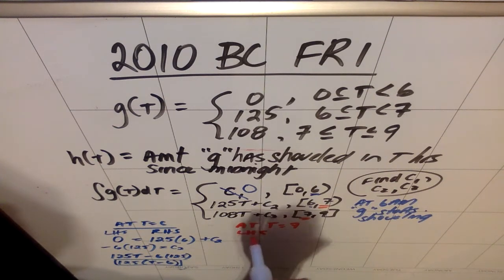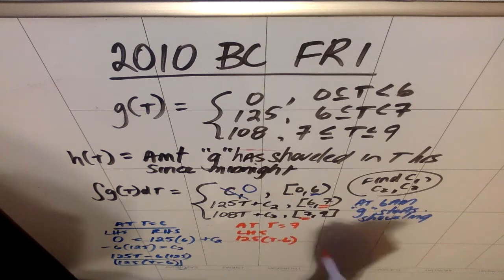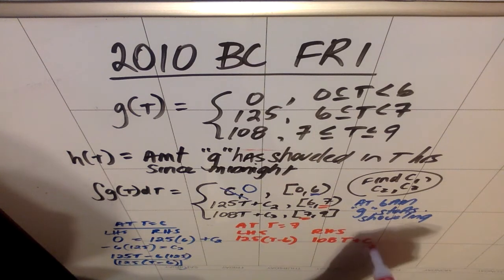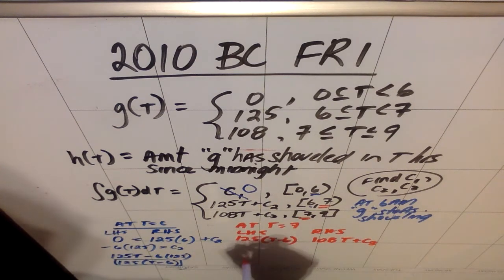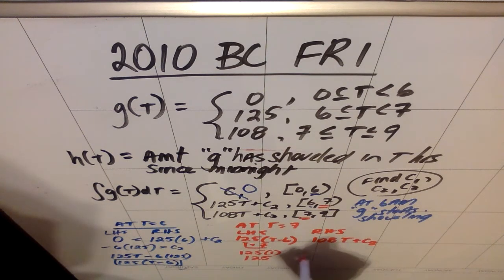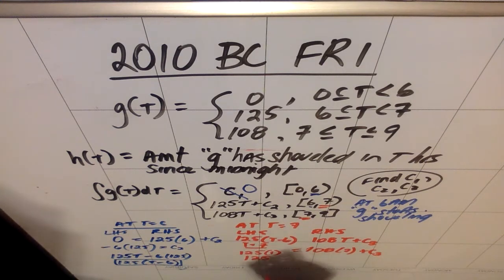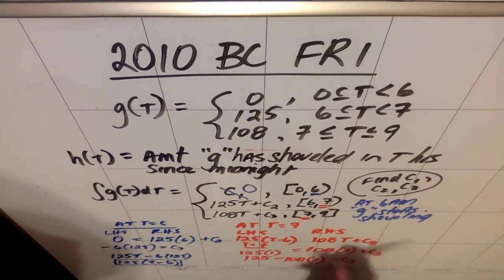the left-hand side would be this function that I now know to be 125 times (t minus 6), right? It has to equal whatever the right-hand side is, which is 108 times t plus this c sub 3. So when I plug in t equals 7, I get 125 times 1, which is 125. On the other side, if I plug in t is 7, I get 108 times 7 plus c sub 3. So I think I end up getting 125 minus whatever 108 times 7 is, plus c sub 3. So, equals c sub 3, I apologize.